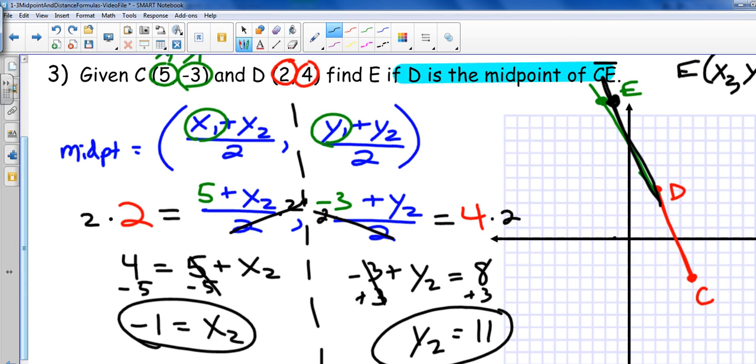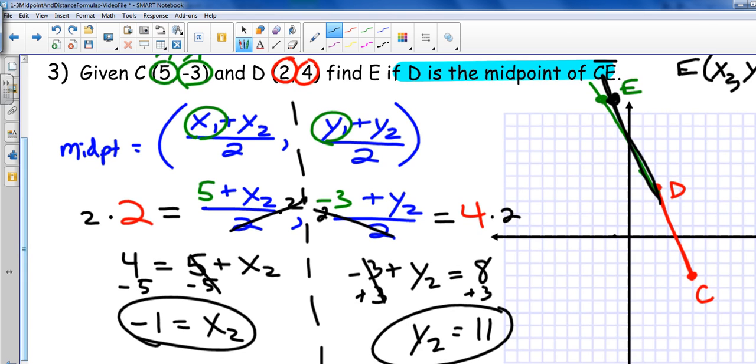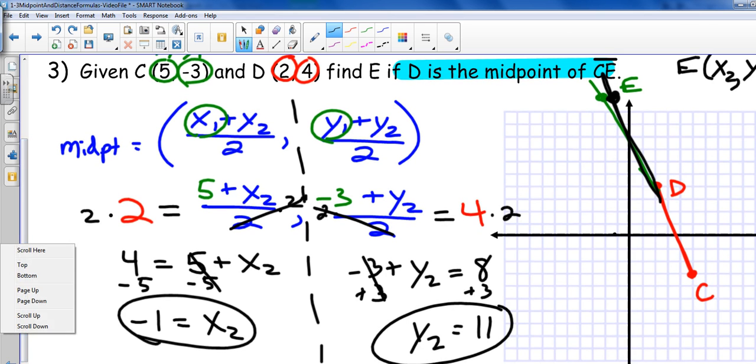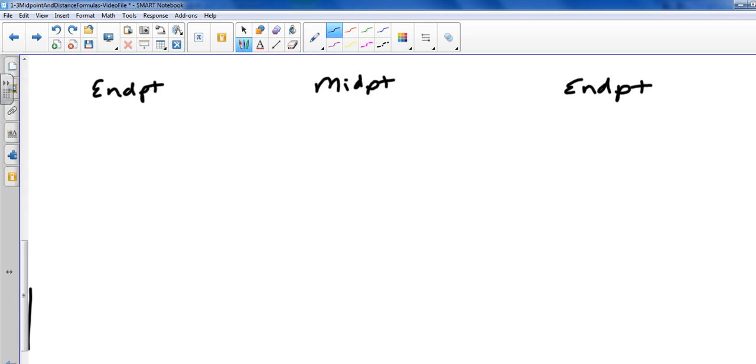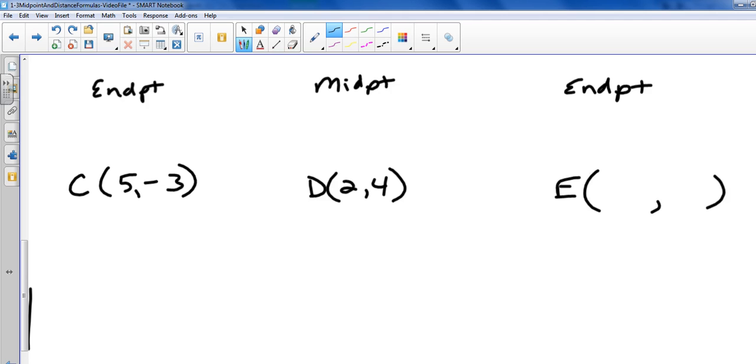How can you actually calculate an endpoint given a midpoint and one of the endpoints? I'm going to show you one other way to do the same problem, just an alternative way of thinking about it. So I'm going to go ahead and repeat the coordinates. And this time I'm not going to put in any special orientation on the coordinate graph. I'm just going to list it out. So I've got an endpoint, I've got a midpoint, and then my other endpoint's going to go down here. Okay, just so I can see what's going on. So my first endpoint was C, 5, negative 3. My midpoint was D, that was 2, 4. And then I'm looking for E, that other endpoint over here.